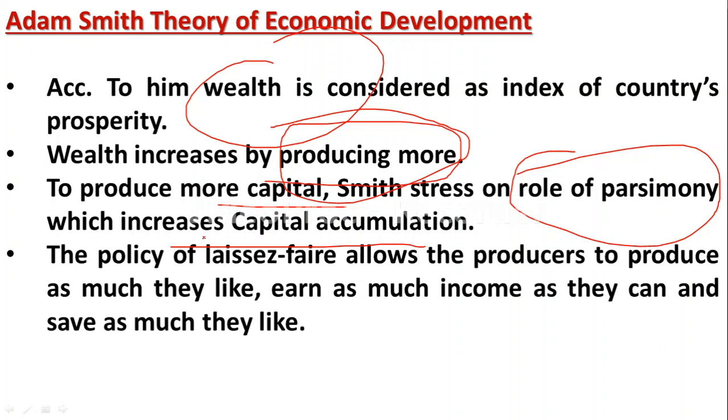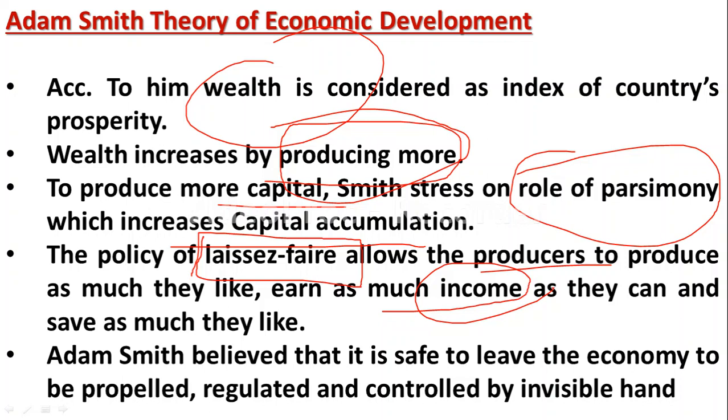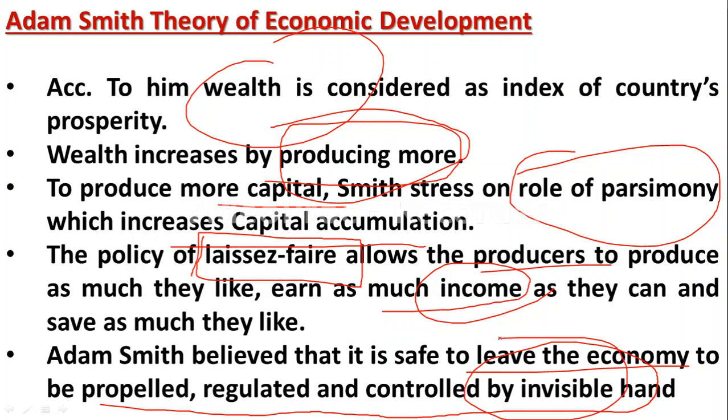Adam Smith used the laissez-faire policy. Laissez-faire policy means there is no intervention by the government in economic activities. Because of this non-intervention from the government, producers will produce more and earn more and more income. This will lead towards prosperity, because there is no government intervention and there are no taxes, so people can produce more and earn more and more income. Adam Smith believed that it is safe to leave the economy to be regulated and controlled by the invisible hand. Invisible hand means there is no intervention by the government.